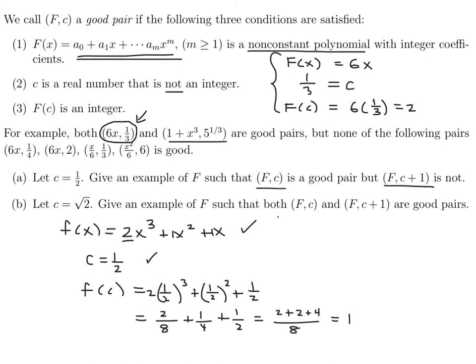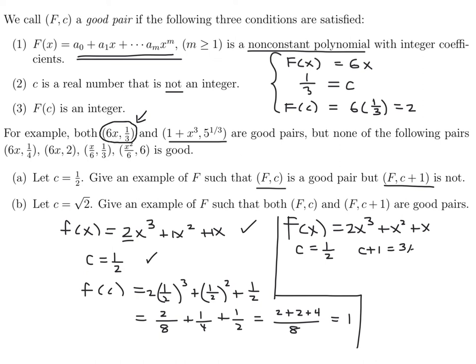But what about f, c plus 1? We have to show that that is not a good pair. Well, f remains the same. We're using the same function, 2x to the power of 3 plus x squared plus x. And c is still fixed at a half, but now c plus 1 would be 3 over 2, correct? Then if you plug 3 over 2 into that, it'd give you 21 over 2. And 21 over 2 is obviously not an integer, so that fails this part of the rule, and therefore f, c plus 1 is not a good pair.